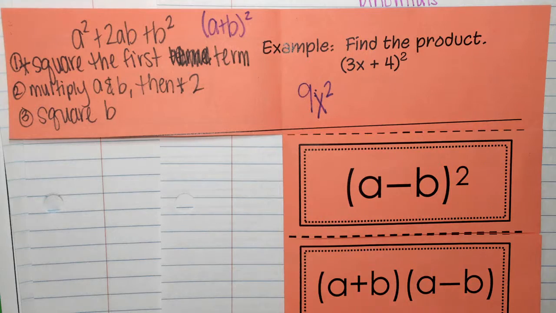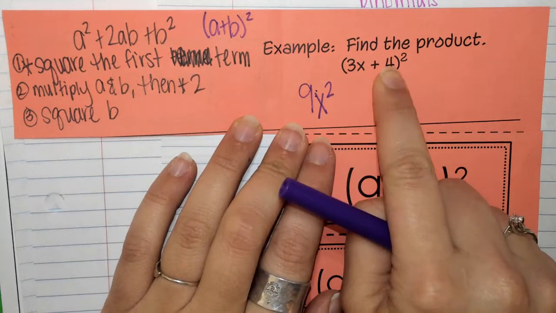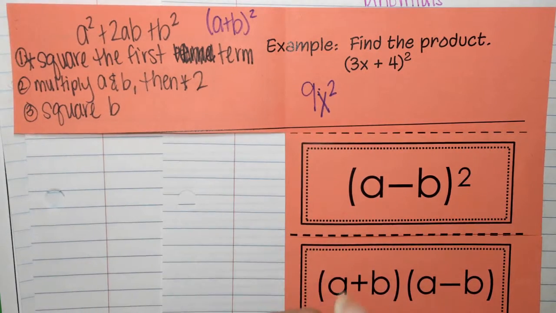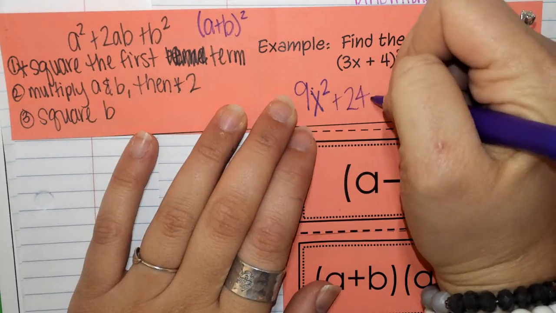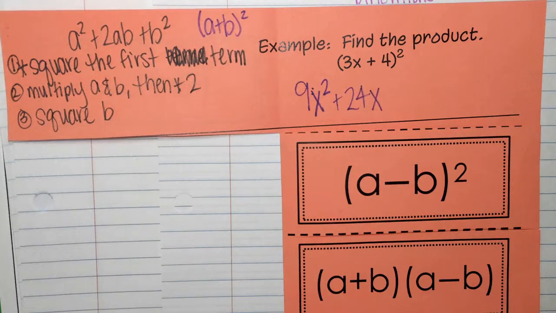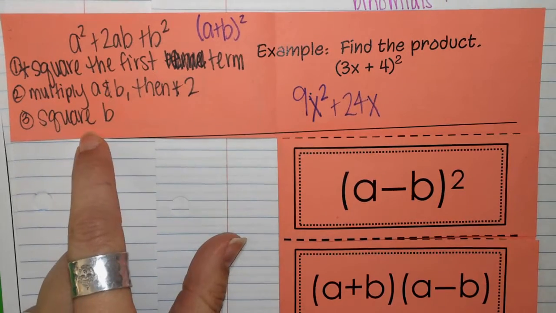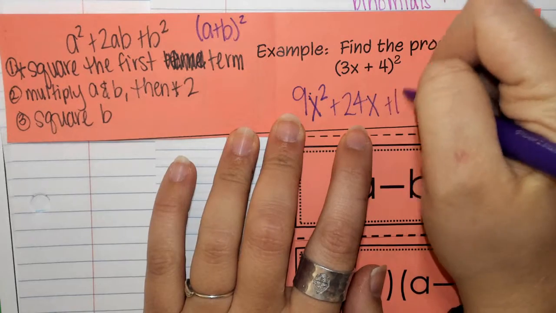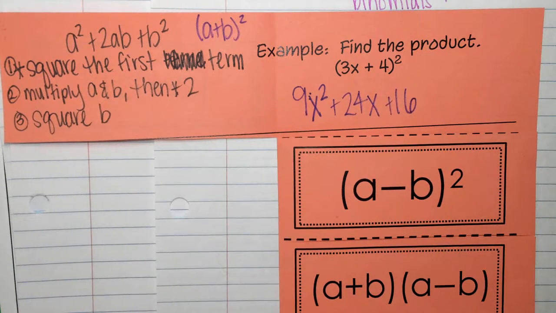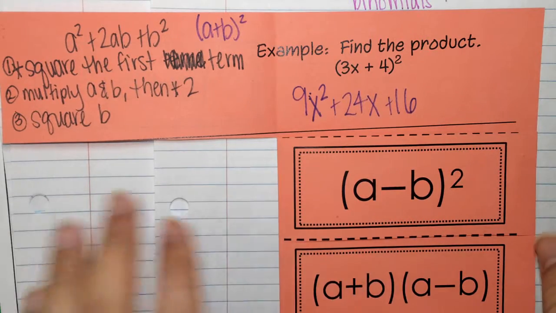Alright, step 2 says to multiply A and B together, then multiply it by 2. So our A this time is 3x, our B is 4. So we do 3x times 4, what's that? And then we multiply it by 2, what's that? 24x, fantastic. Alright, what's the last step? And what's B here? 4. So what's 4 squared? 16. That's it, you're done. We're going to do another one, so don't worry.